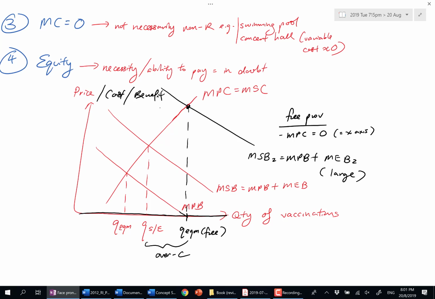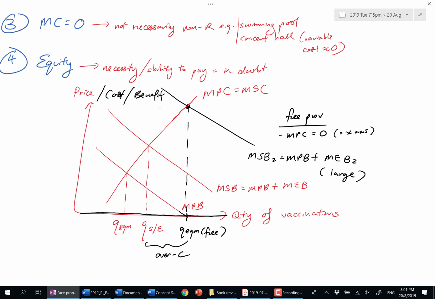Okay, yes, Isam? So if you have a large MEB, it just means that the free provision is like a big subsidy. Very big subsidy. We call it a complete subsidy. You subsidize until the good is free of charge. Don't draw this for public goods. Public goods, no diagram means no diagram, okay?